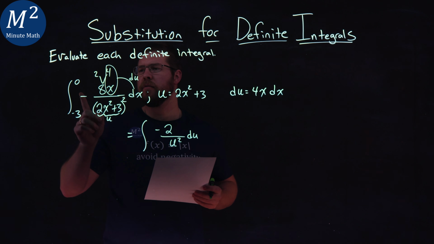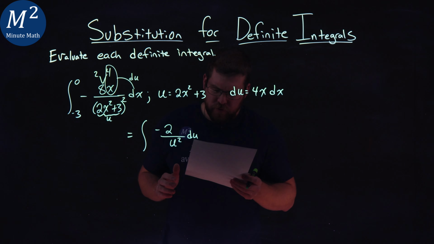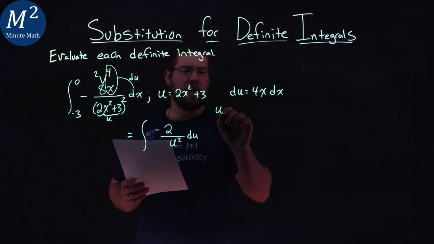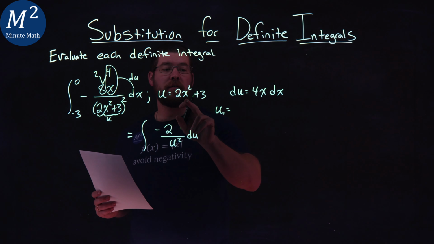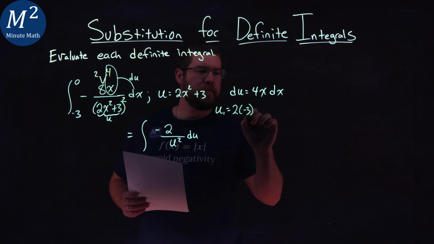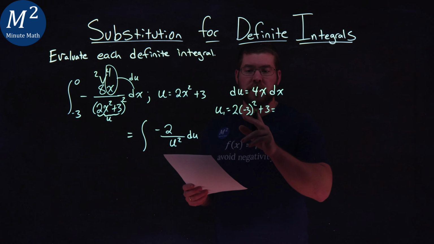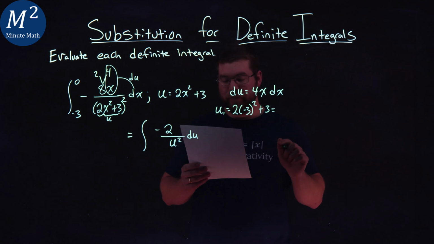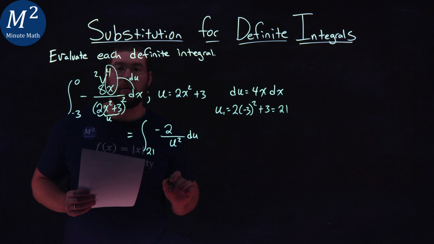We were bound from -3 to 0, but that's in terms of x. Well, to change this, I have my u value in terms of x, and I'll plug my -3 in for this x to find it in terms of u. So we have 2 times -3 squared plus 3. And what does that come out to be? Well, 2 times -3 squared plus 3 is a 21. So 21 now is the new lower bound.